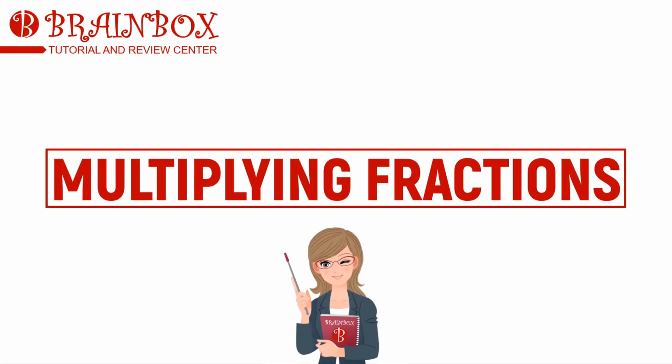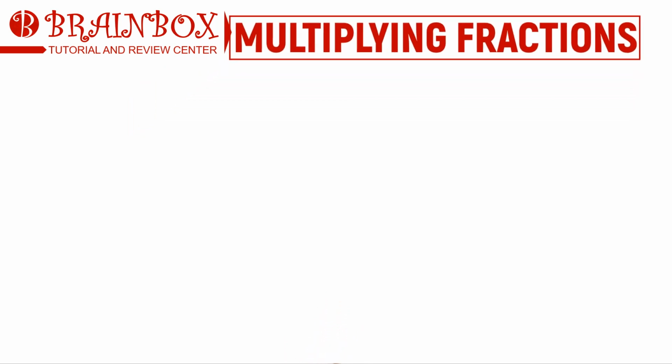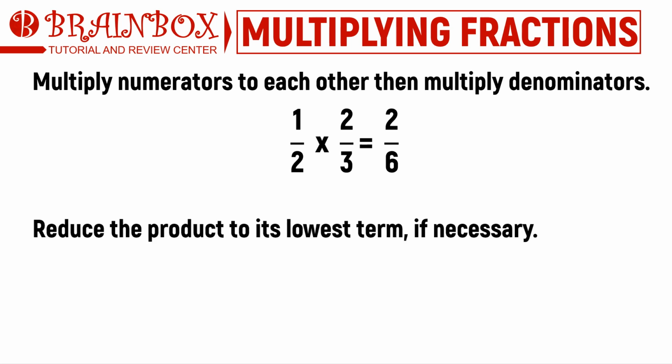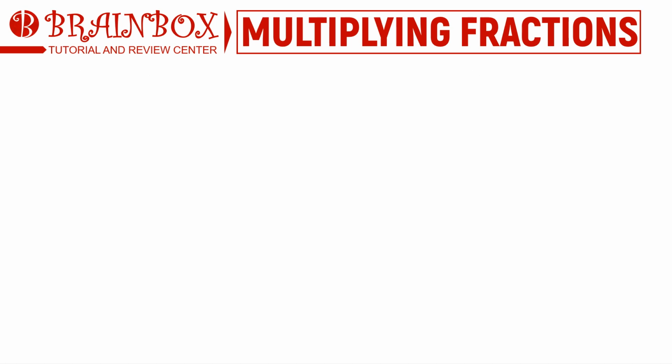Performing multiplication on fractions is way simpler than adding and subtracting them based on our previous discussion. In multiplying fractions, we just have to multiply numerators, then multiply the denominators. This means that we just have to multiply numerator by numerator and denominator by denominator. If necessary, we must reduce the product to its lowest term. The following are the cases involving multiplication of fractions.